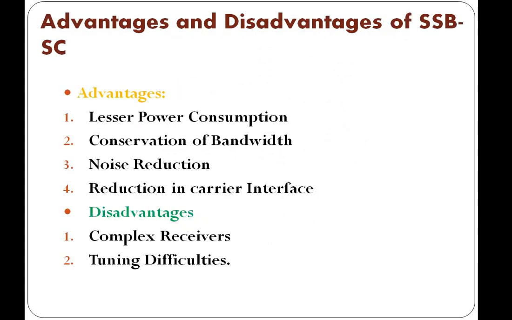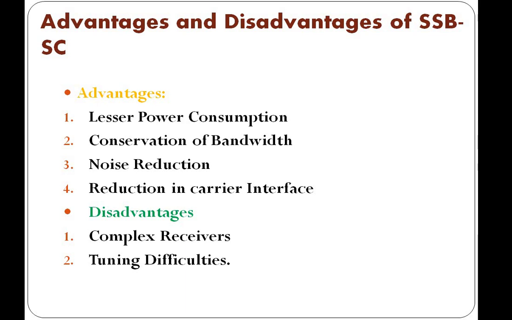Next we'll see the advantages and disadvantages of your SSB. As said, the very first advantage is less power consumption. Why are we saying less power consumption? Because your carrier is totally suppressed, or considerably reduced. One of the sidebands is also removed, so of course there will be less power consumption and much less total transmitted power. If you have 100% power, then half of the power is more than enough for your SSB-SC. So that's the reason we say it has less power consumption.